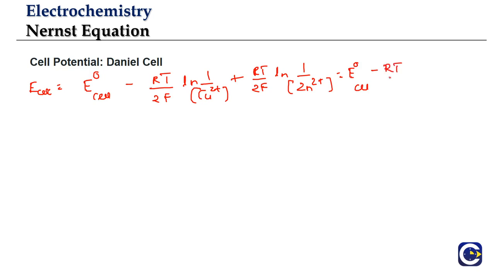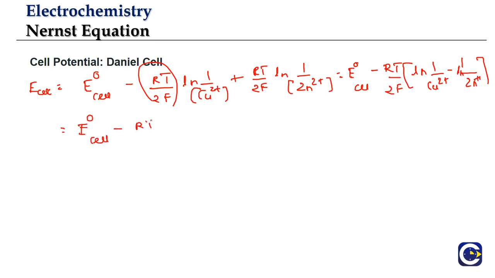So minus RT by 2F, if we take it common, what we will be having is ln 1 by copper ions. Since we have taken minus RT by 2F common, we will get a minus over here, minus ln 1 by zinc ions concentration. So what we will be having is E cell is equal to E naught cell minus RT by 2F, minus of ln 1 by zinc 2 plus.